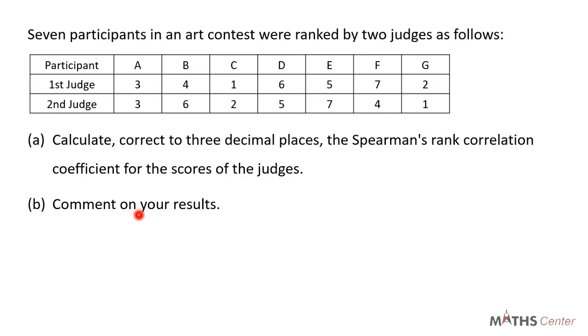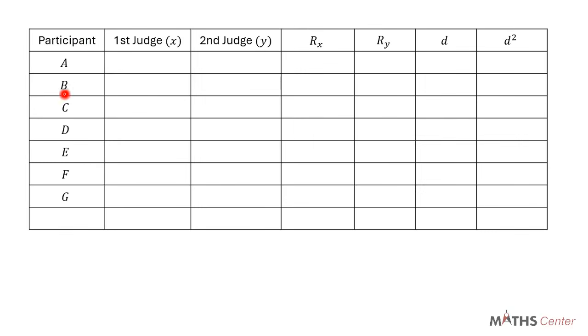So let's begin with the first one. We will draw a table with 7 columns. The first column will be for the participants, A, B, C, D, E, F, G. The second column will be the scores for the first judge, I'll call that X. The third column will be the scores for the second judge, I'll call that Y. We have Rx, where we rank the X values, and Ry, where we rank the Y values. And then we have D, which will be the difference between Rx and Ry, and D squared, which will be the square of the D values.